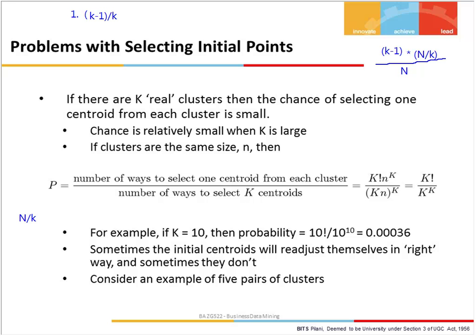This is when we have a uniform clustering, that is, natural clusters that are there in the data. Now you can see this formula. It will come to k factorial divided by k to the power k. When we choose k equal to 10, the probability is less than 0.1%. So sometimes you choose arbitrary initial centroids and they will adjust themselves in the right way. Sometimes they don't.